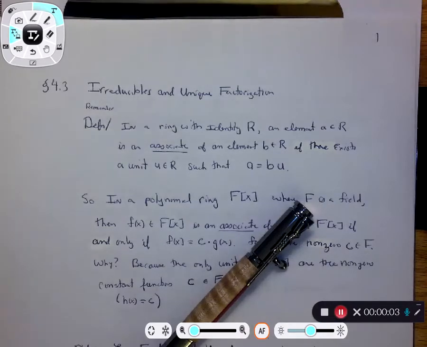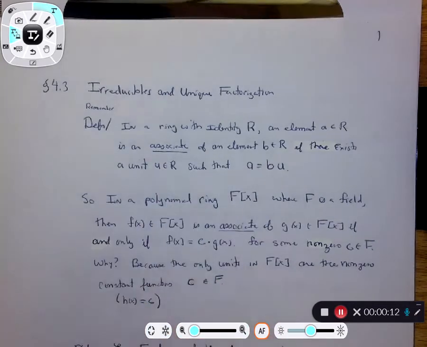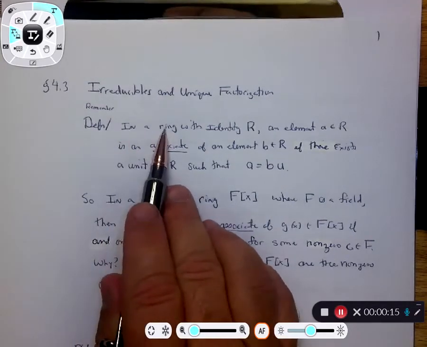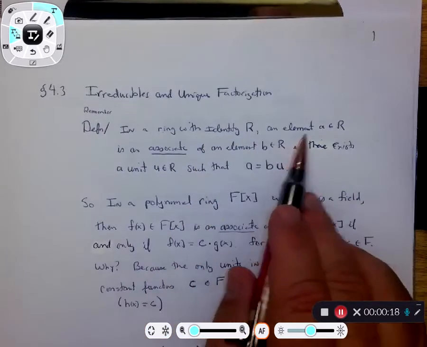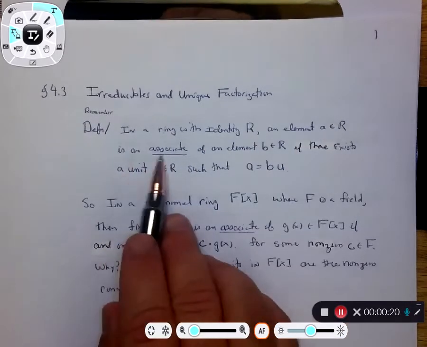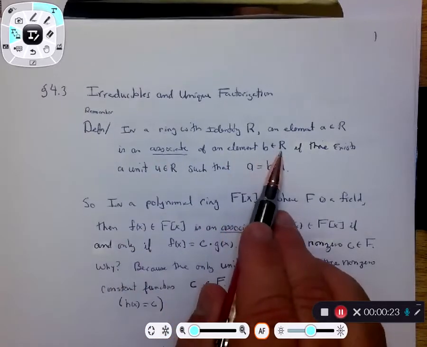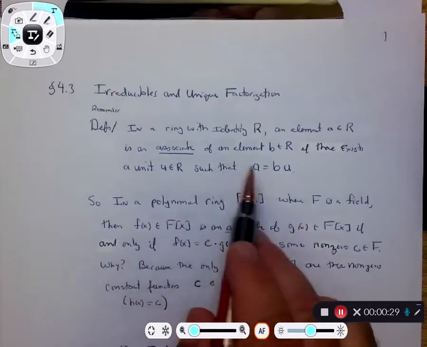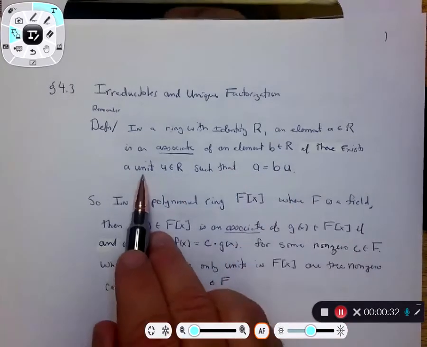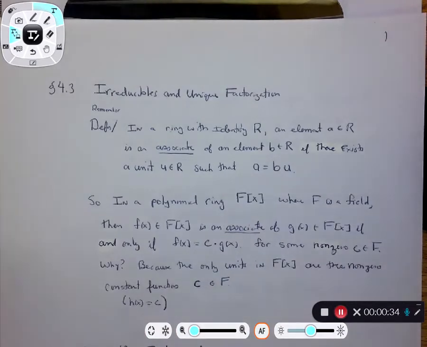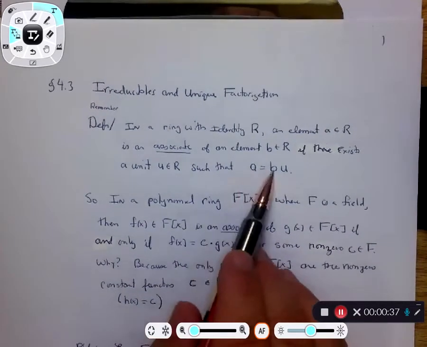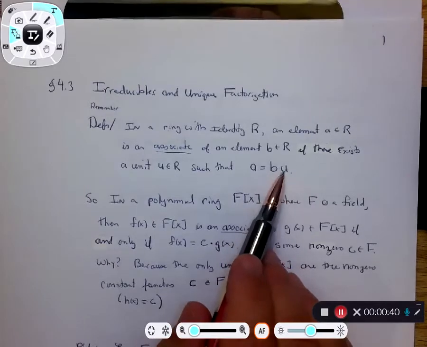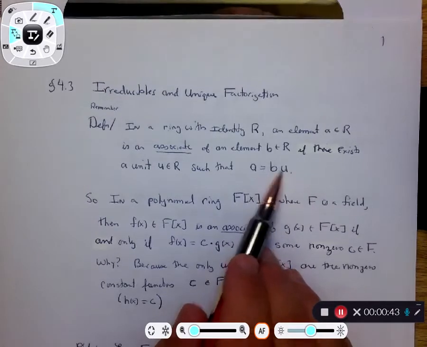Alright, well, welcome back. This is section 4.3, Irreducible and Unique Factorization. Alright, so a reminder. In a ring with identity R, an element A in R is an associate of an element B in R if there exists a unit U, an element of R, such that A is equal to B times U. Remember, a unit is a multiplicatively invertible element, so A and B are associates if there exists this multiplicatively invertible element U such that A equals B times U.